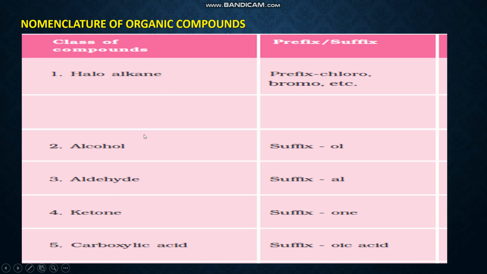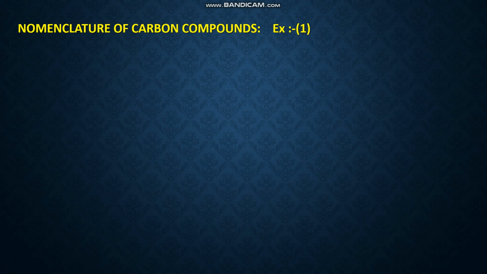For other classes of organic compounds like alcohol, aldehyde, ketone and carboxylic acid, we add a suffix after the alkane name. If it is an alcohol, we give the suffix OL. Aldehyde, AL. Ketone, ONE. And carboxylic acid, OIC acid. Let us see the examples.